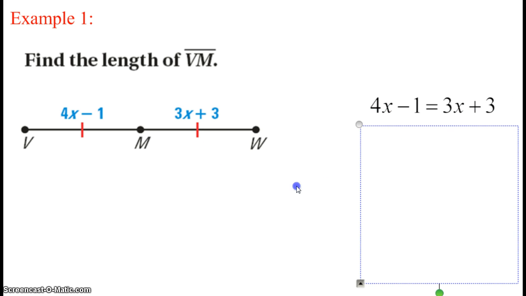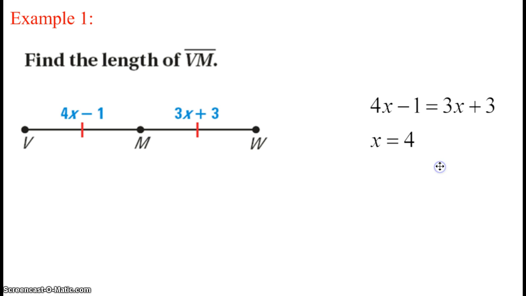So algebraically, I can set 4x minus 1 equal to 3x plus 3. Take a second, solve for x. You should have got that x is 4. Please check back to the example. It says to find the length of VM, so I need to plug it back into 4x minus 1. So 4 times 4, 16, minus 1 is 15. Please pay attention to what the answer is looking for. I could look for VM, I could look for MW, I can also look for VW. So I would have to plug it back in here, get 15, and VW would be 30.